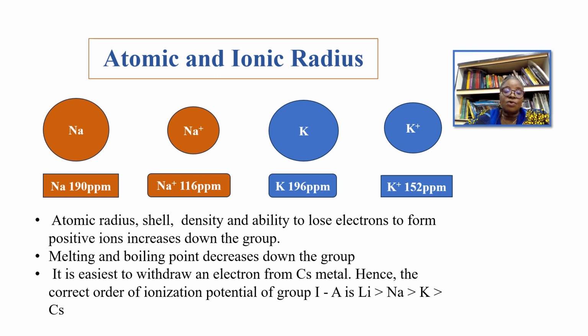It is easiest to withdraw an electron from cesium metal. Hence, the correct order of ionization potential of the group is lithium greater than sodium, greater than potassium, and greater than cesium.